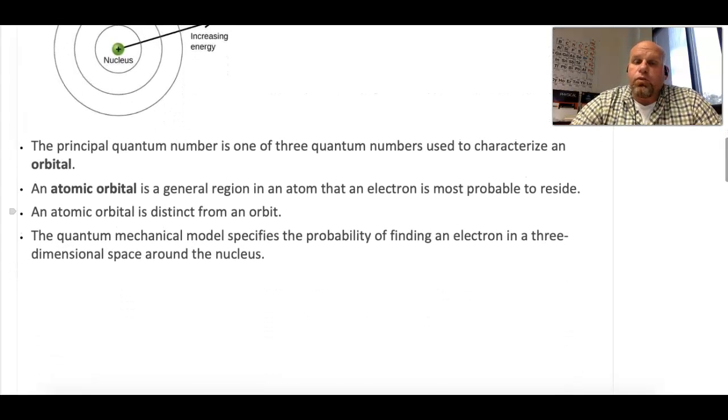So this is one of three quantum numbers used to characterize an orbital. And over the next few minutes, I'm going to introduce the rest of them, and then we are going to work to identify the set of quantum numbers, 4 values, for the different electrons in an atom. Just a reminder as we work through this that an atomic orbital is a general region in an atom that an electron is most probable to reside. Again, this is based on a probability of the location of the electrons.